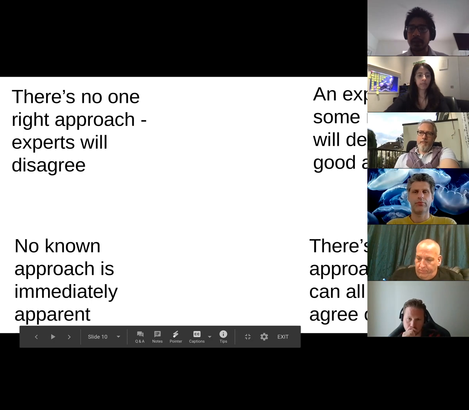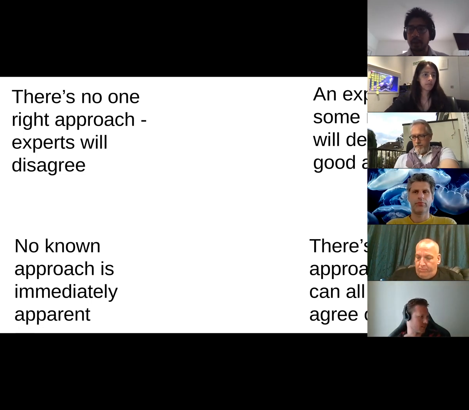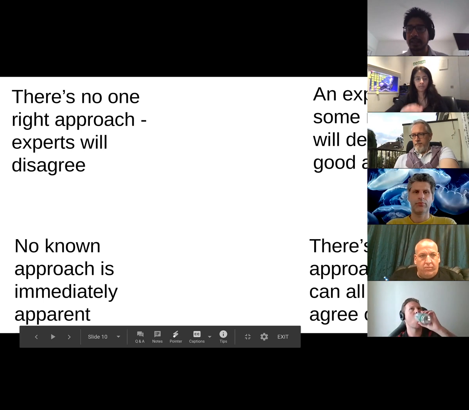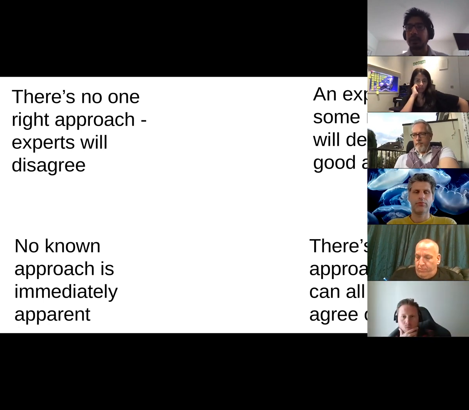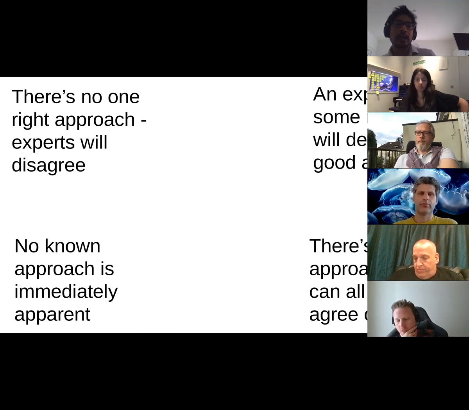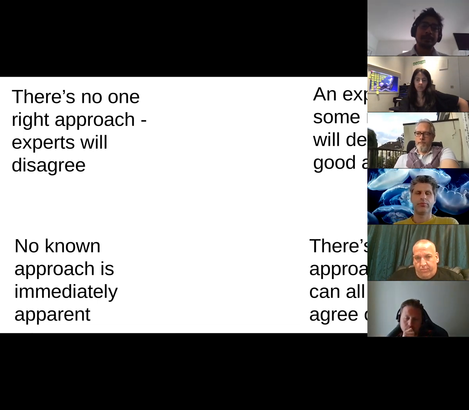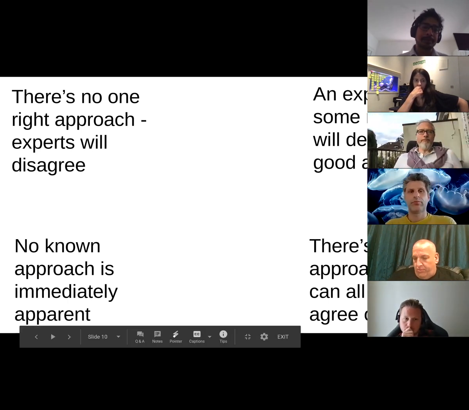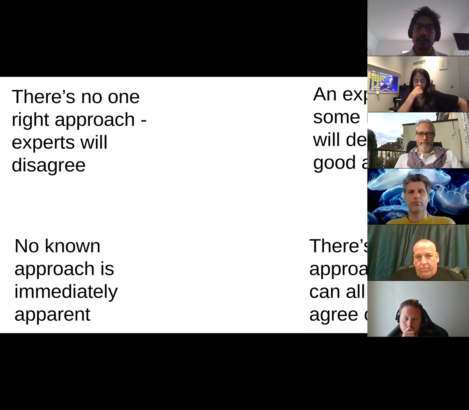So here we're saying that the approach is clear. Everyone can see and agree on what to do here. Items in the complicated domain are things where we need to do a bit of research, maybe consult an expert. Items in the complex domain is where even experts disagree, and we need to run some experiments. And then finally, there's no known approach immediately apparent. So that's the chaotic domain here.